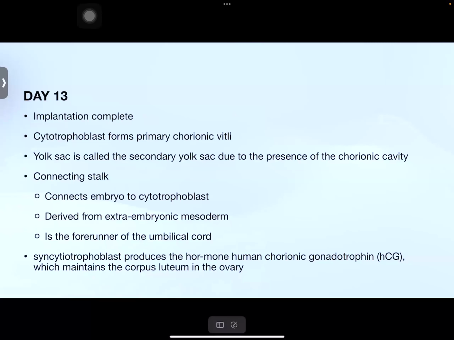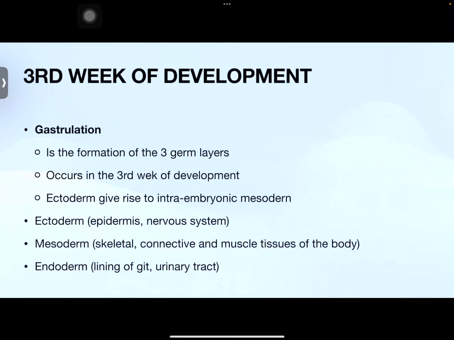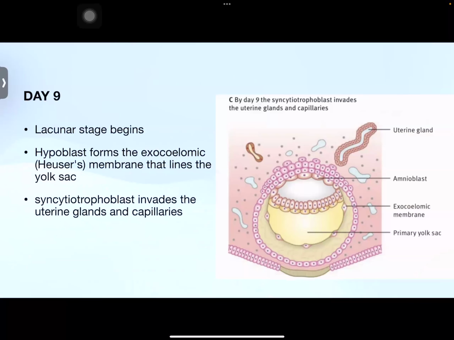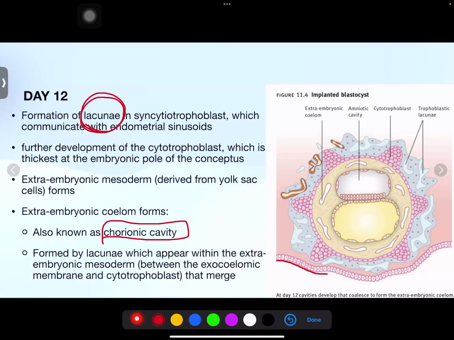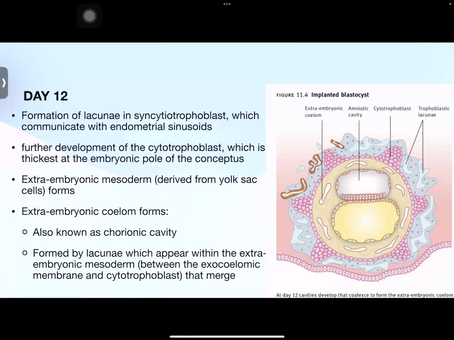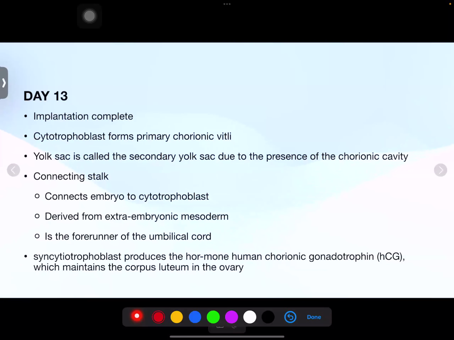Now day 13, you can say all the implantation process has been completed. If you see this diagram previously, this was the uterine epithelium. So the whole conceptus has been engulfed by the uterus. So you can say that at day 12 or day 13, the implantation is completed.